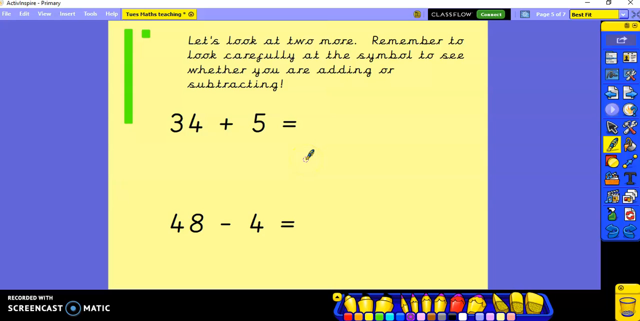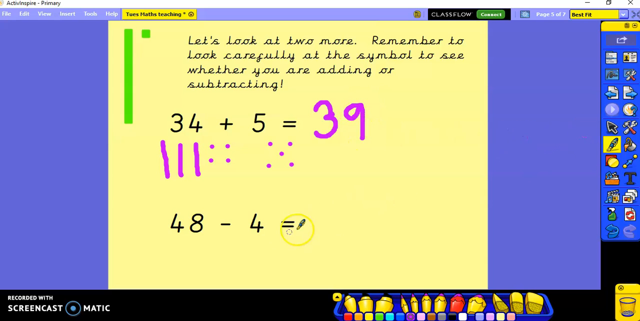Right, so I'm going to show you the answers now that you've all had a chance to have a go at answering it yourself. So 34 add 5. I'm going to draw my 34, draw my 3 tens and my 4 ones, and I'm adding, so I'm going to add my next 5 on over here, and then I'm going to count up the total. So I've got 10, 20, 30, 34, 35, 36, 37, 38, 39. So my answer is 39.